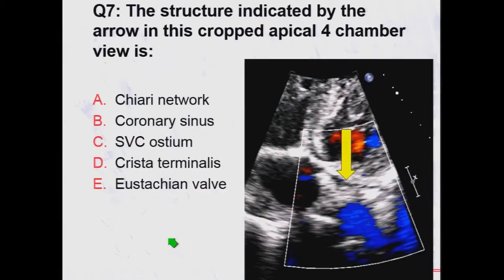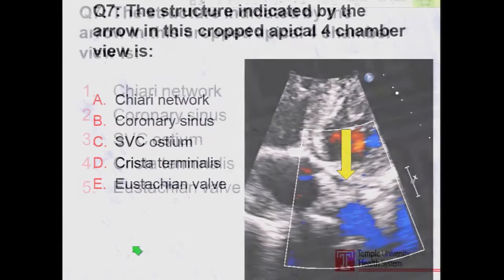All right, so take a look at this before you answer. The structure indicated by the arrow in this cropped apical four-chamber is, this is the RV, this is the RA, this is the tricuspid valve plane, this is the LV, and I want to know what this linear structure is. Chiari, coronary sinus, SVC, crista terminalis, or eustachian valve. Okay, go ahead and answer.